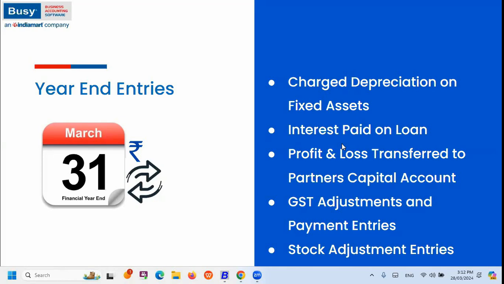In Busy software, we have an automatic posting provision, so the journal voucher can be posted automatically. Just press the F4 button, which I can show you later. And profit and loss transferred to the partner's capital account.